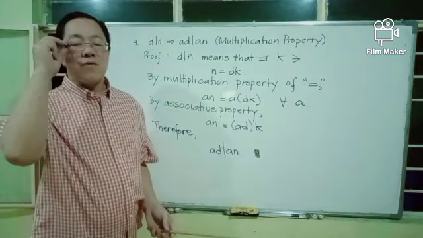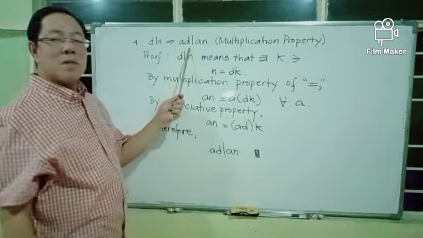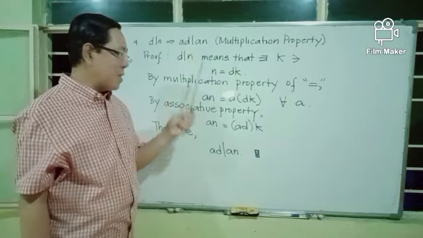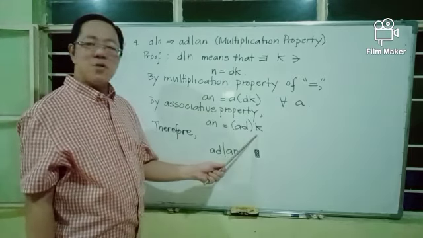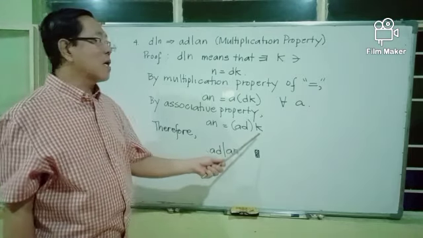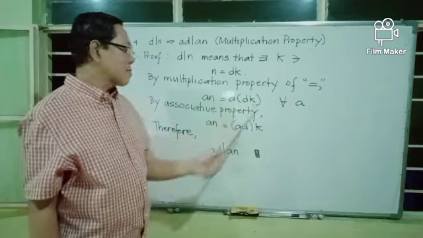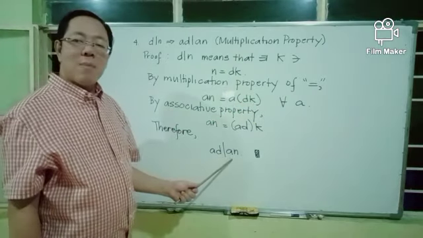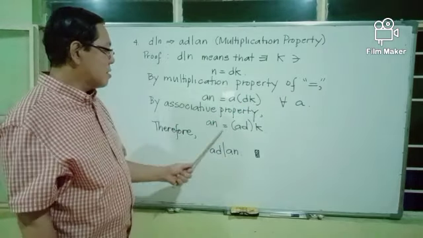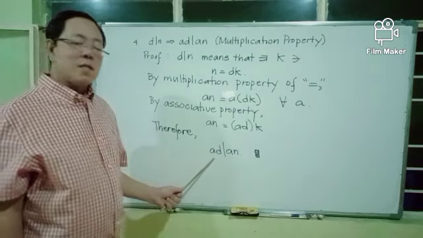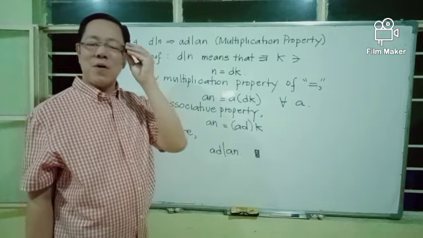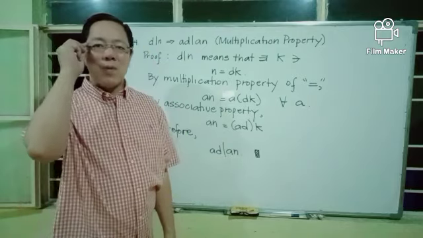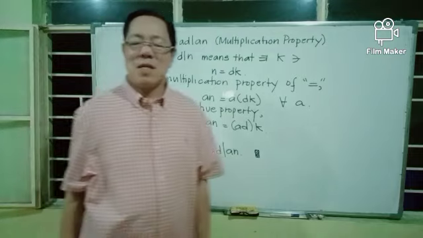Our conclusion, therefore, is the conclusion of the multiplication property of divisibility. ad divides an because we have shown that there is an integer k that exists such that the number an, or the product an, is equal to the divisor ad times the integer k. And this completes the proof of the multiplication property of divisibility.